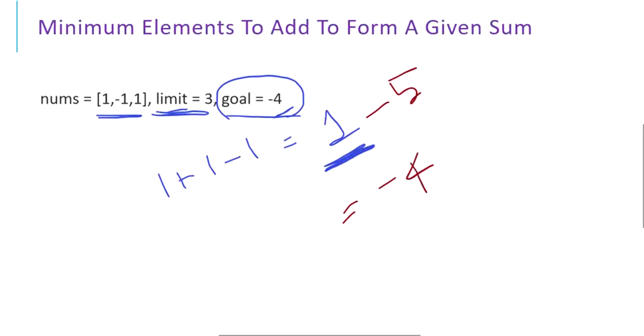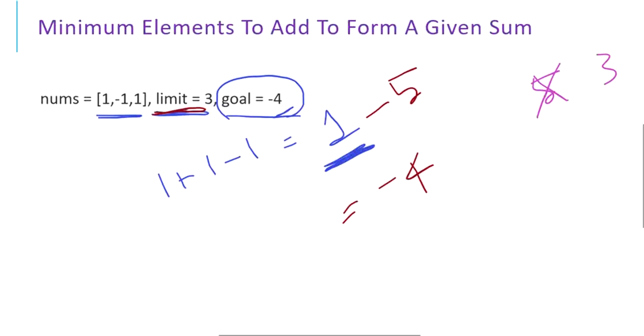But if you see the limit given, the absolute of any number we consider should be within the limit. But the absolute of the number we have taken is 5, but the limit is 3. So obviously we cannot consider 5. So try breaking the numbers. We can't add a single number to get our goal here. So in this case, break the numbers.